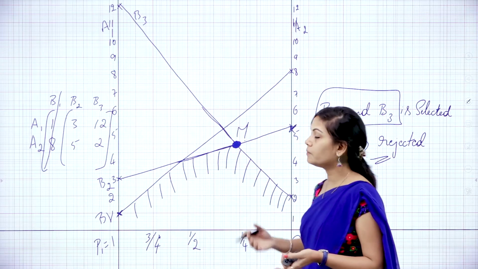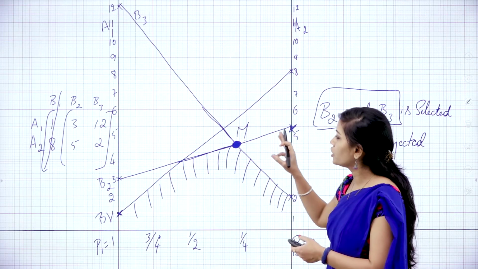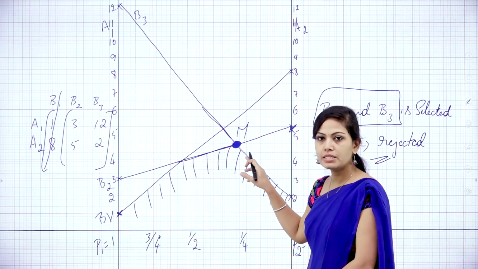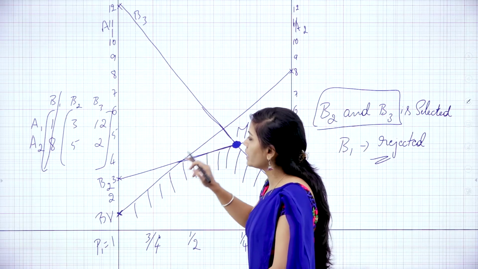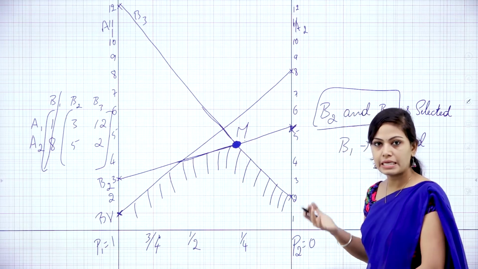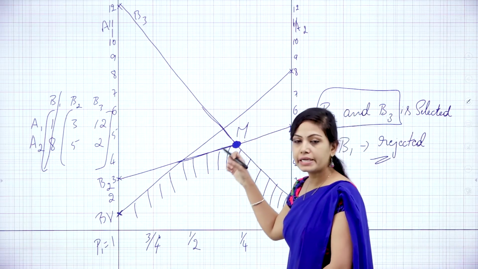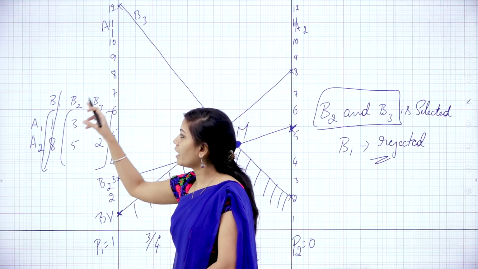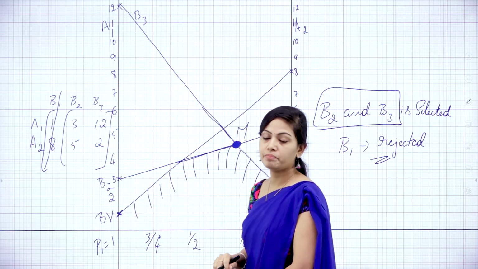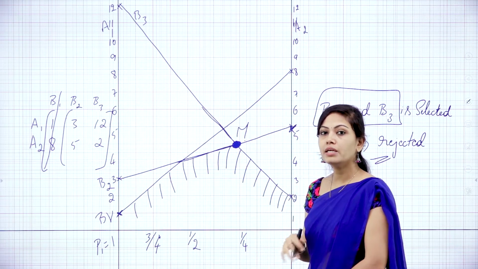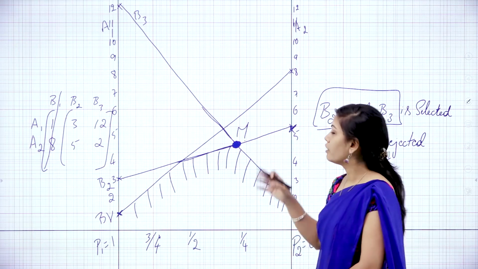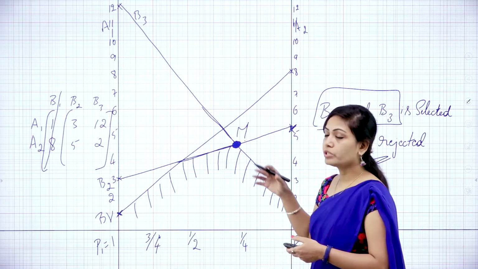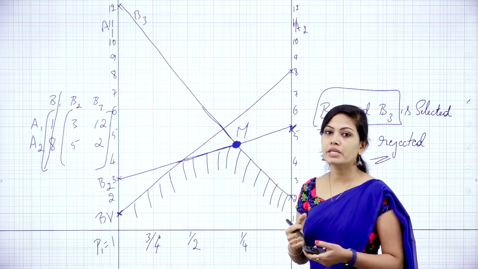So it is very simple. If you draw the graph, you will get 2 points. By drawing this graph, you will get the 2 points, that is B2 and B3. And after getting the 2 points, you can easily find the optimal strategy for player A and the optimal strategy for player B. So instead of using the mixed strategy by formula, we can use this graphical method. This graphical method reduces the steps.